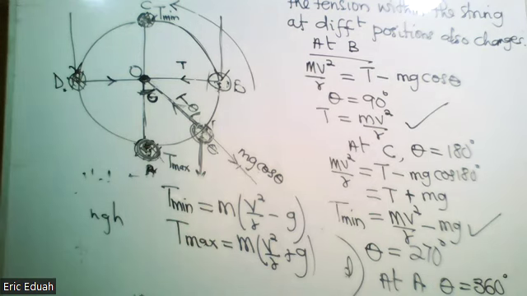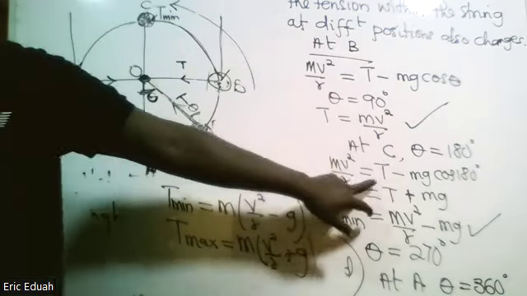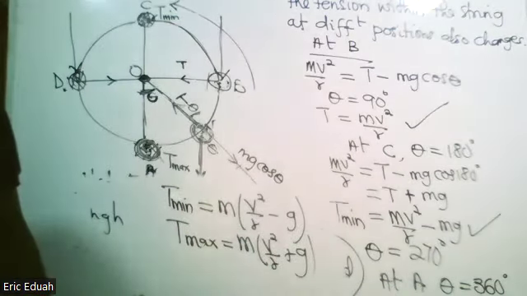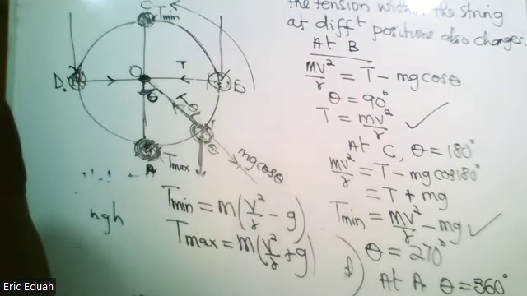Sir, please, when we make centripetal force the subject, it will become greater than tension. How do you know? Sir, but centripetal force will be equal to tension plus weight. At C, this is mv squared. It's equal to T minus mg cos of the angle, the 180. So this is what you are talking about.